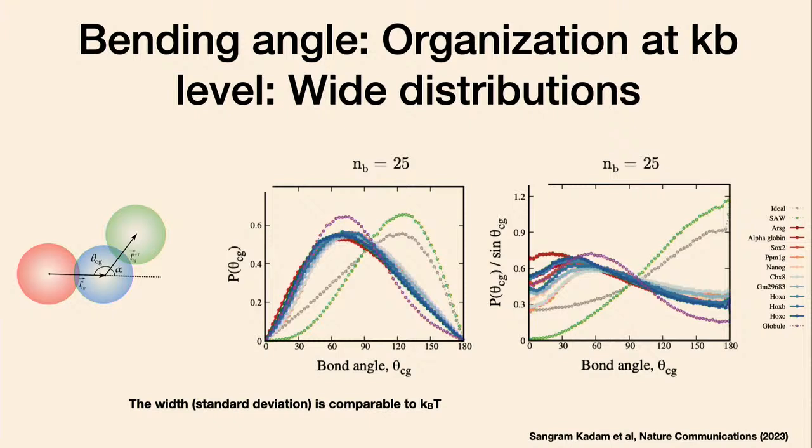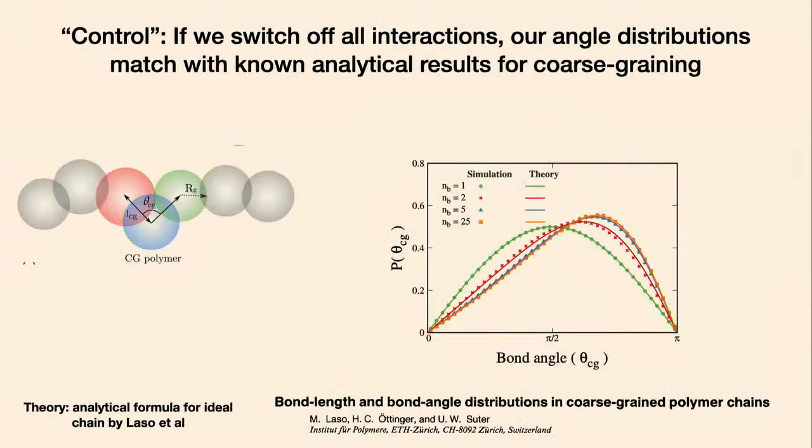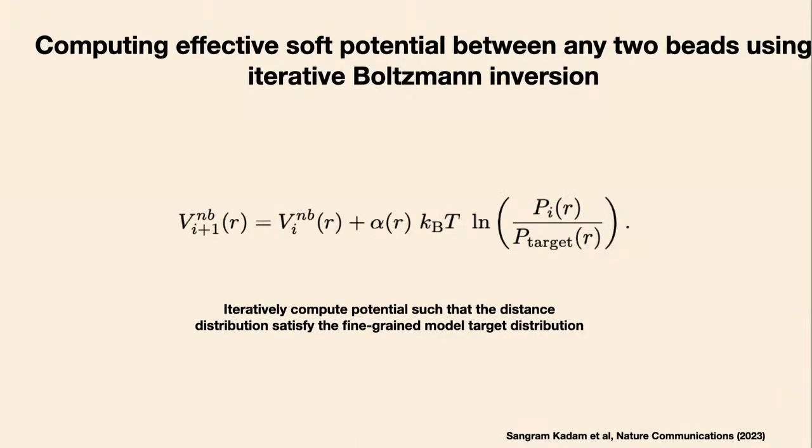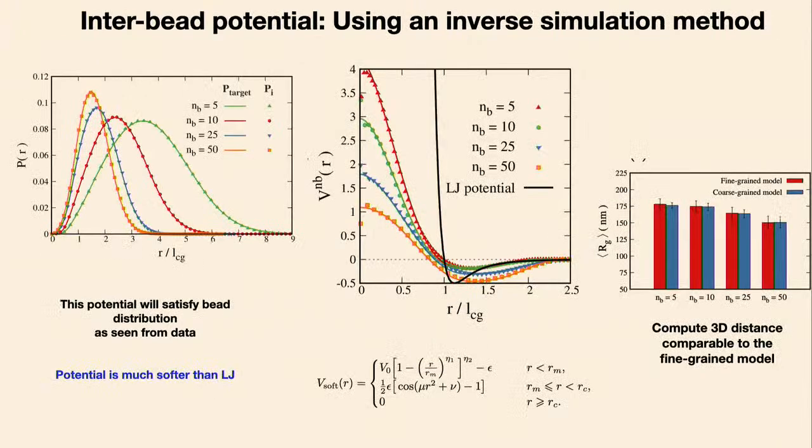So we have the bending angle distribution, and I just want to say one thing: the distributions are quite wide, which means that the inverse width of this is of the order of kBT, therefore it is quite flexible. And then we did an inverse Boltzmann calculation to understand what the bending potential, what the interaction potential is, and it turns out that the interaction potential is much softer than LJ.